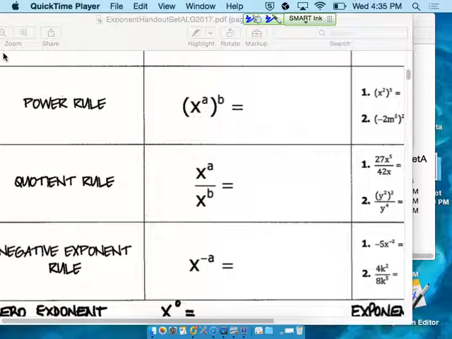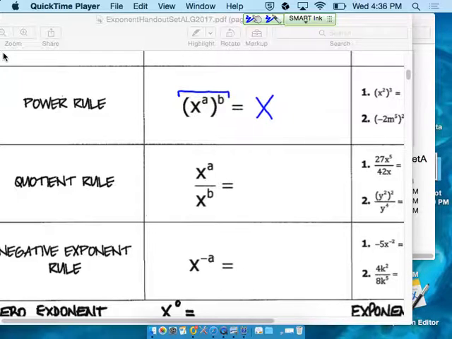The second rule in the properties of exponents is the power rule. Here's the setup. I've got an expression in parentheses, and I'm raising it to a power outside the parentheses. It's actually easier to learn this. Let me give you the basic property, and then we'll do a little example.